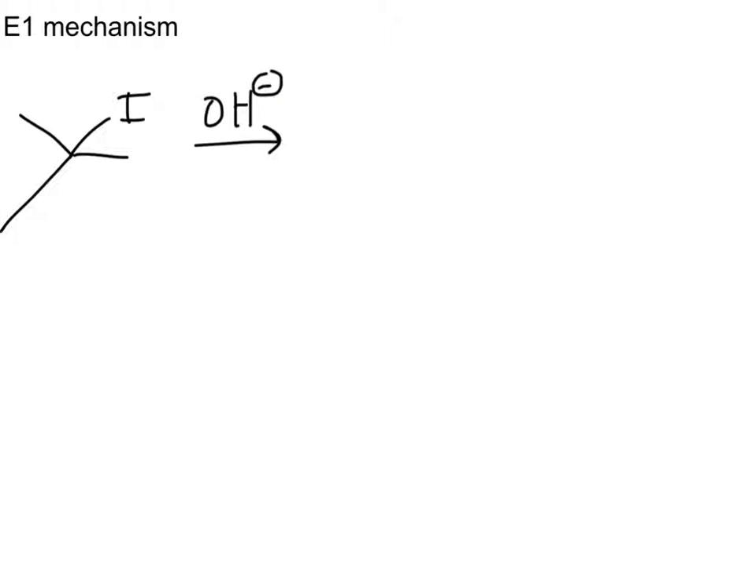So here we have an alkyl halide reacted with hydroxide. E1 mechanisms happen in several steps, so it's also called a stepwise reaction. The halogen must first leave to form a carbocation. Because of the positive charge now present on the carbocation, it can now be deprotonated by this hydroxide.